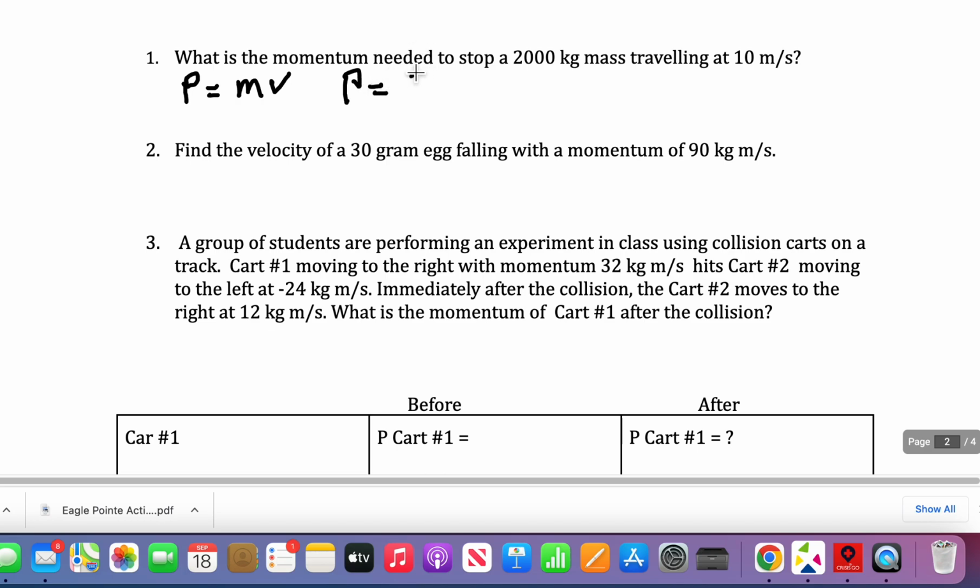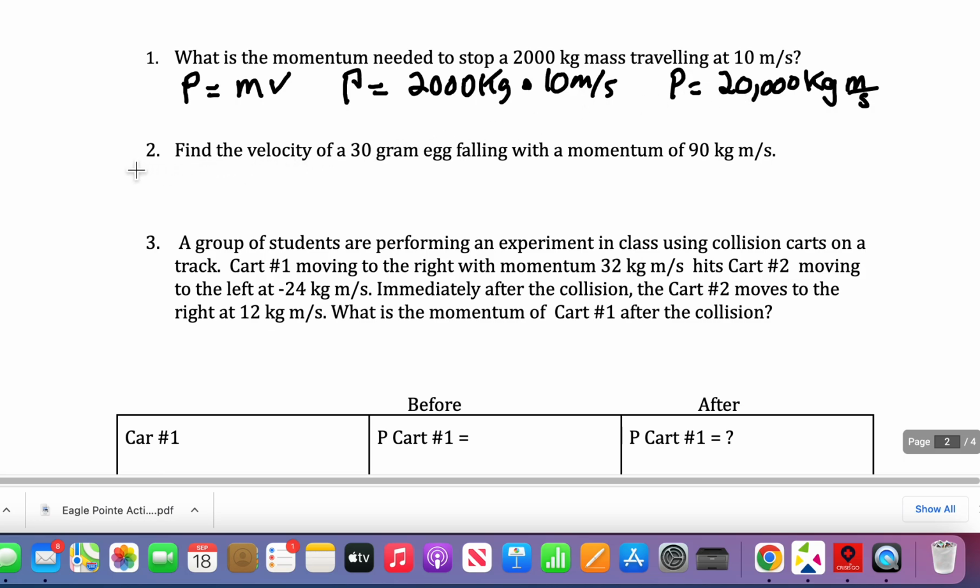Momentum equals the mass, 2,000 kilograms, times 10 meters per second. And so if you multiply all that out, the momentum equals 20,000. Now remember to do the units correctly. On momentum, the units don't cancel out. So you just have a kilogram times a meter per second.